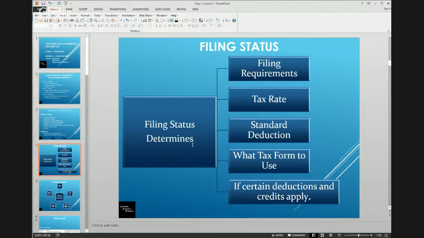The filing status is used to determine your filing requirements, whether you need to file or not, what tax rate you will be taxed at, what your standard deduction would be, as well as what tax form to use, and if certain deductions and credits will apply. So the filing status is a key piece of the tax return.